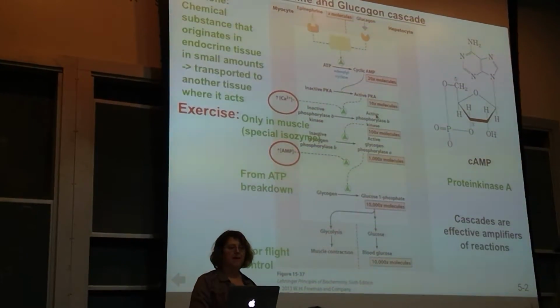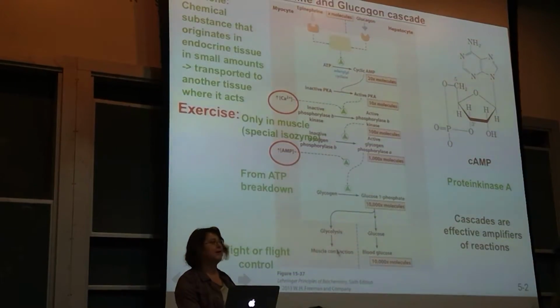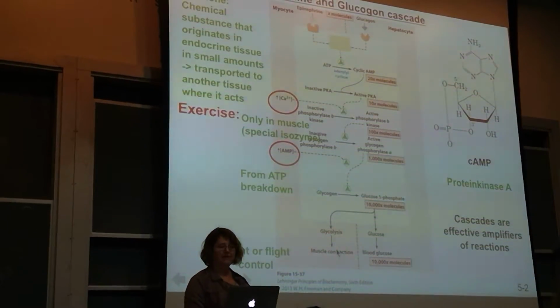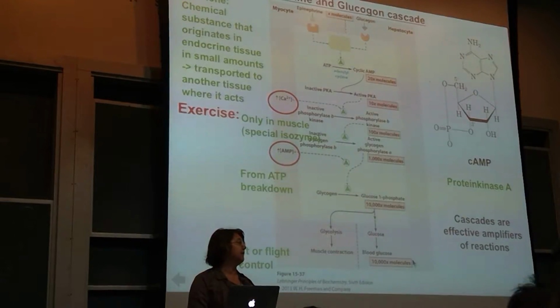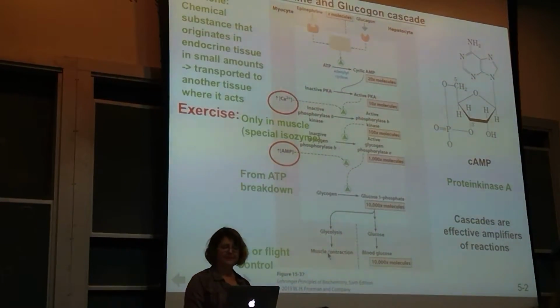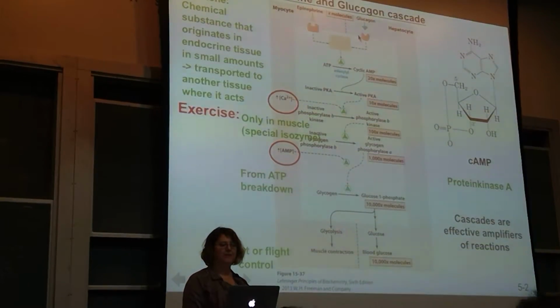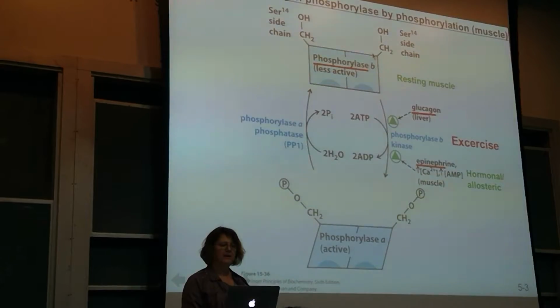So when they're talking about fight or flight, in the muscle you want to be able to power your muscle, but you also need glucose in the brain. So these two things are actually co-regulated. There are special enzymes controlling these, and they are responsive to this regulation by epinephrine versus glucagon. So let's look at this in a little more detail.